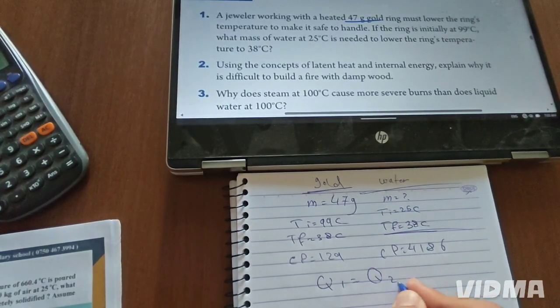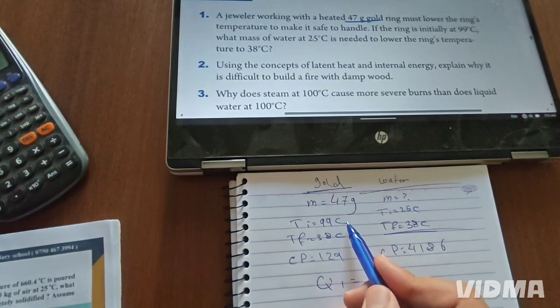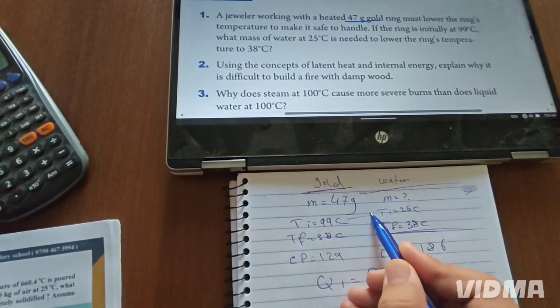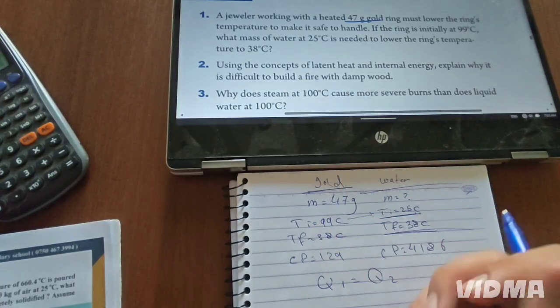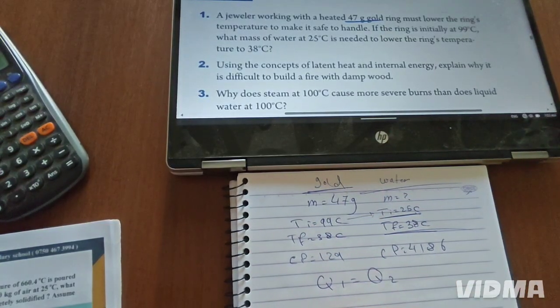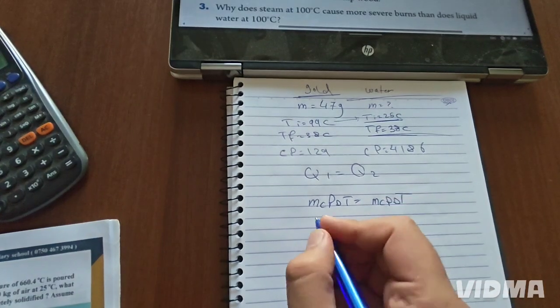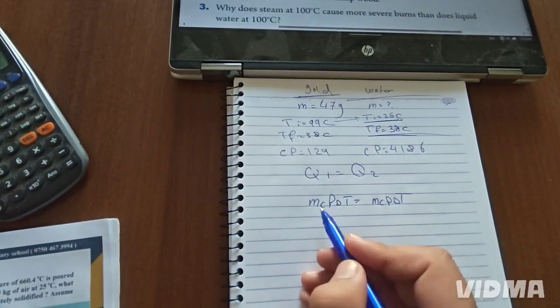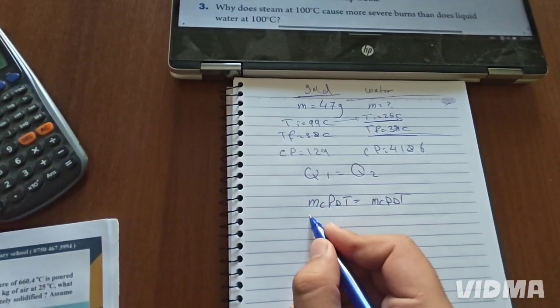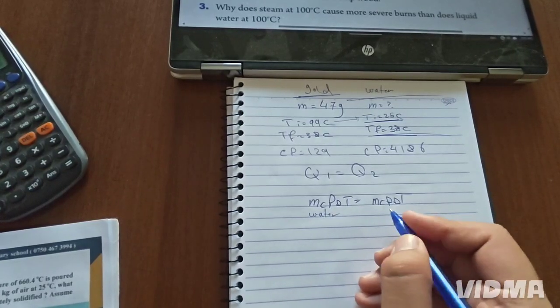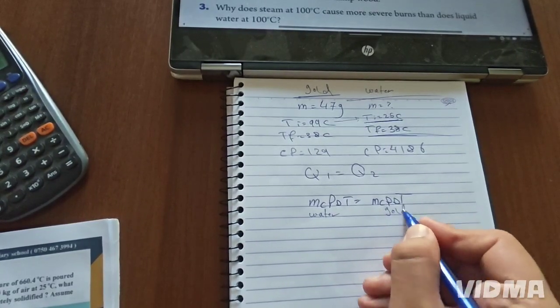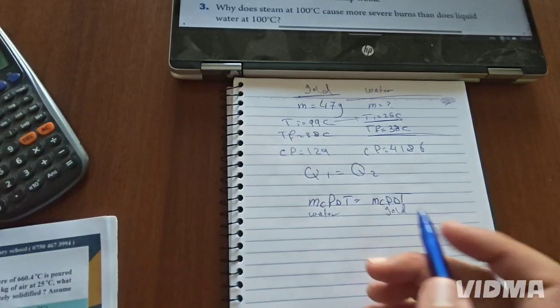Q1 equals Q2. One of them is absorbing, the other losing. Which one is absorbing? Again, we have energy transferring from the higher temperature to the lower temperature. So the water is getting energy. Let me write down mCp delta T and mCp delta T. Left side will be water, and the right side will be gold. So the water is absorbing, the gold is losing or releasing.